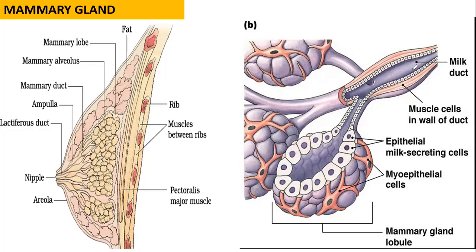The alveoli open into mammary tubules, and the tubules of each lobe join to form a mammary duct. The several mammary ducts join to form a wider mammary ampulla, a common duct that is called ampulla. This is what the ampulla is. One ampulla, two ampulla.